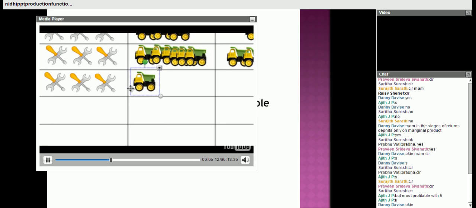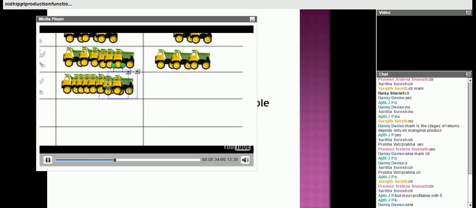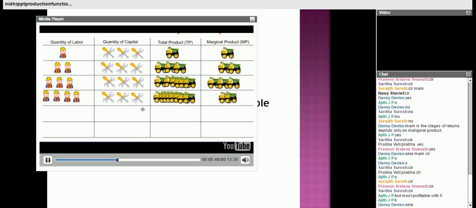So what is likely to happen is that with 4 workers, the total product will continue to rise, but it will start to rise at a diminishing rate. So let's say the total product with the fourth worker goes from 6 trucks to 8 trucks. 1, 2, 3, 4, 5, 6, 7, 8 trucks. Total product continues to rise. However, the marginal product now begins to decline. The fourth worker only adds 2 additional trucks to the production process. This is explained by the fact that there are no additional tools for the fourth worker to use. The quantity of capital is fixed and only labor is changing.